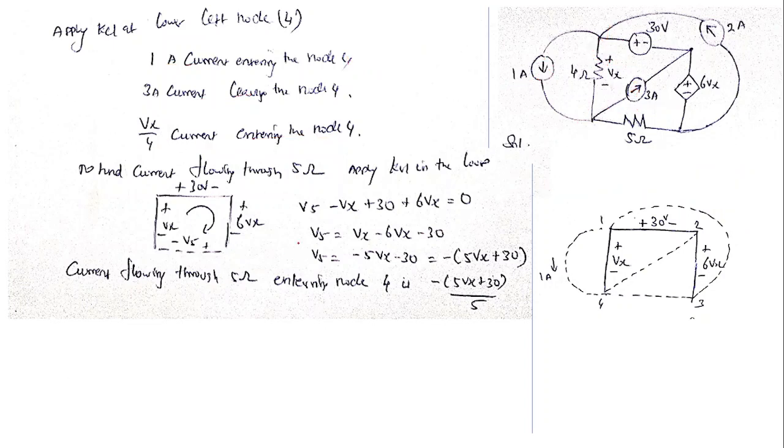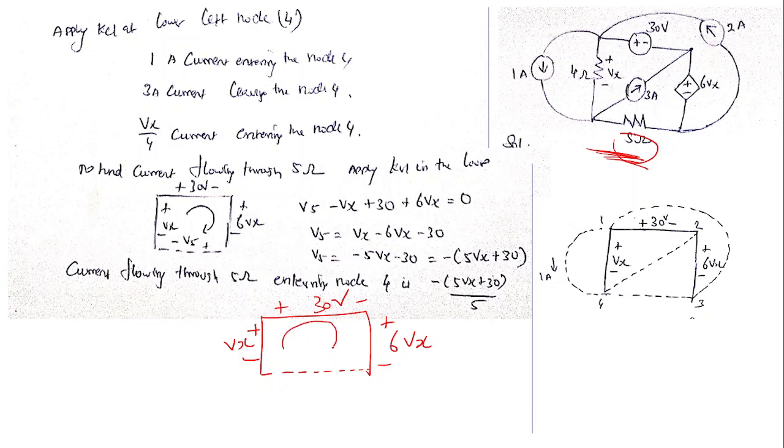So next I need to find out the current flowing through this 5 ohms. Right now I don't know the direction of it. So I am going to consider this tree, and I am going to consider only one link, the link which I drew for this 5 ohms. We know the voltage here, which is Vx. We know the voltage here, which is 30 volt. We know the voltage here, which is 6 Vx. So we need to find out the voltage here, which I can decide based on the current direction.